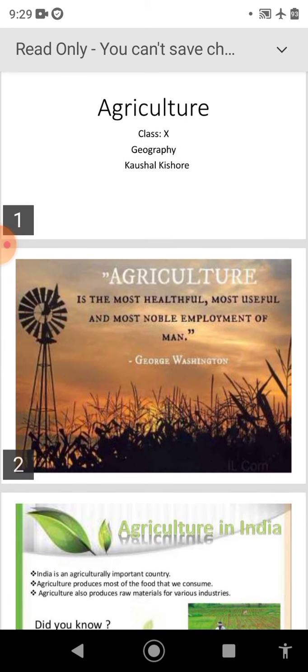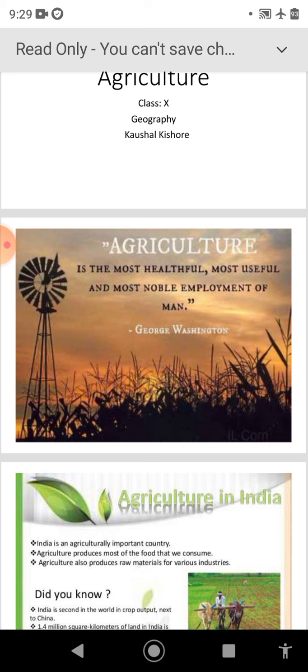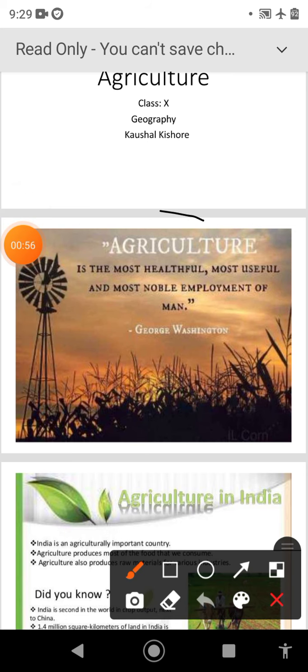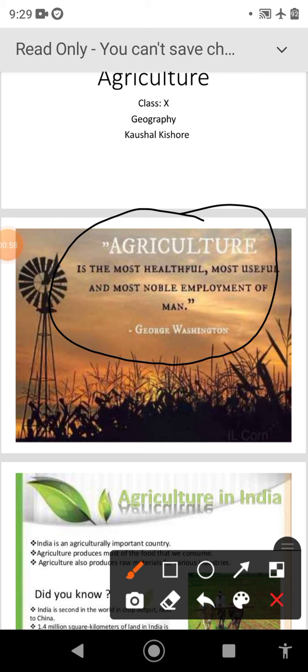So, in a very simple sentence, we can say agriculture is an art and science of growing of grains and rearing of animals. Here you can see in this slide what is told by George Washington: Agriculture is the most healthful, most useful, and most noble employment of man. This is the statement given by George Washington.